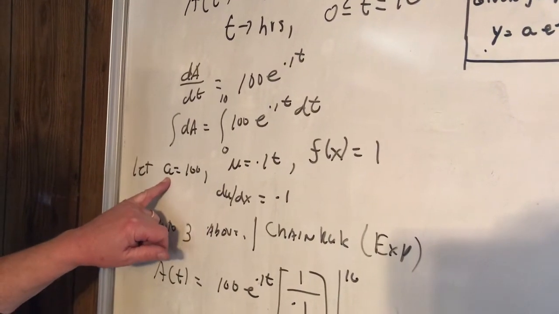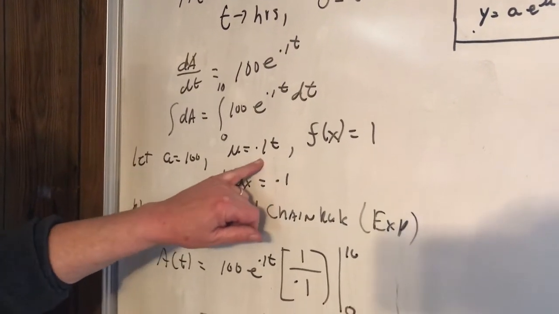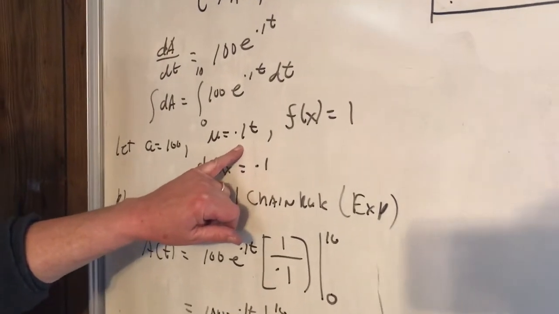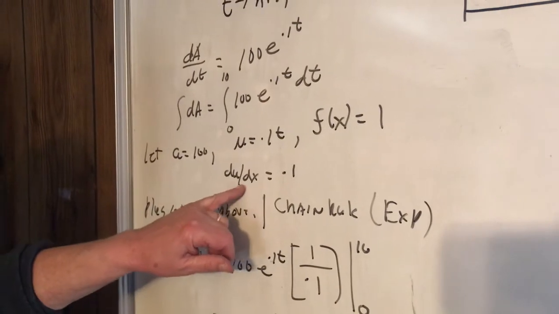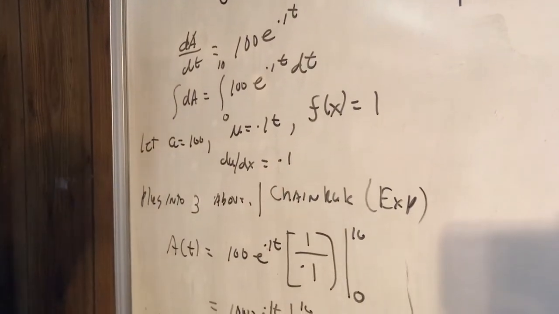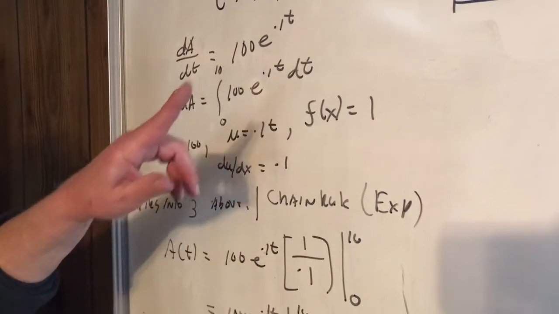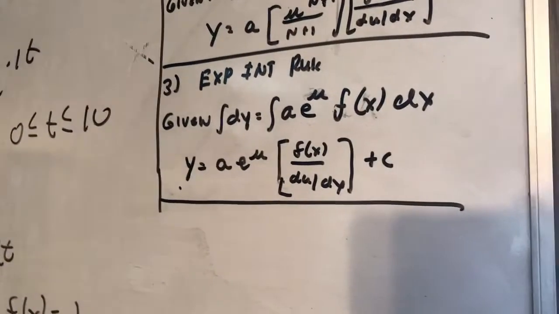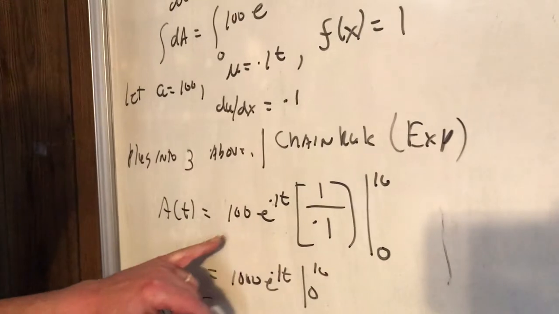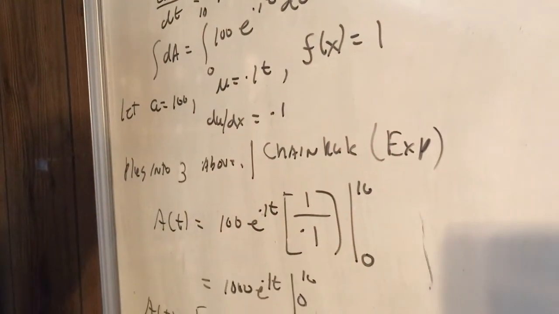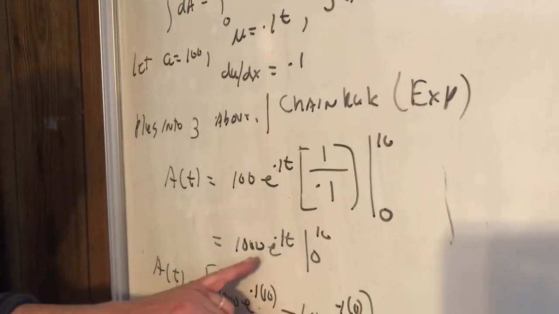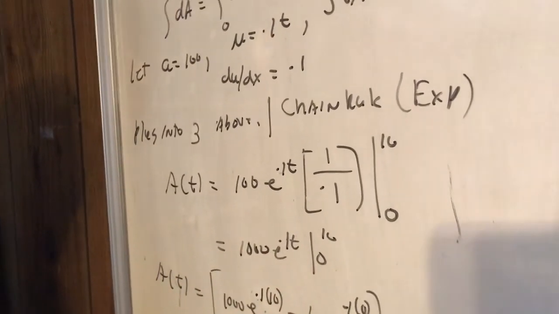To find, a equals 100, u equals always the power of the exponent, 0.1 t. F of x, there's nothing there but a 1. So du/dx is 0.1. Plug into 3, the chain rule exponential. The function becomes 100 e to the 0.1 t, times 1 over 0.1, from 0 to 10. That's going to be 1,000 e to the 0.1 t, from 0 to 10.